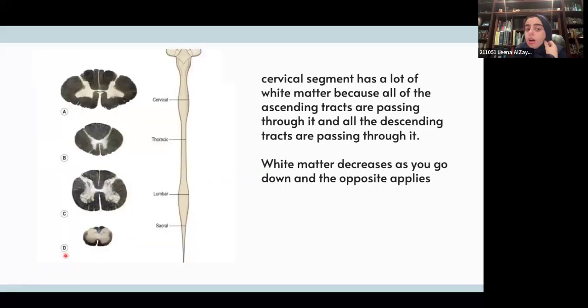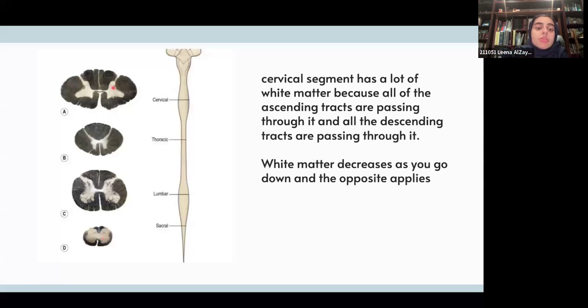As I said, we have two protrusions, cervical and lumbar, and the protrusion in the cervical is due to the upper limb, and the protrusion in the lumbar is due to the lower limb. In terms of how the actual segment looks, as you go down to the sacral region, you have more gray matter and less white matter, because there are fewer descending and ascending tracts going through it.